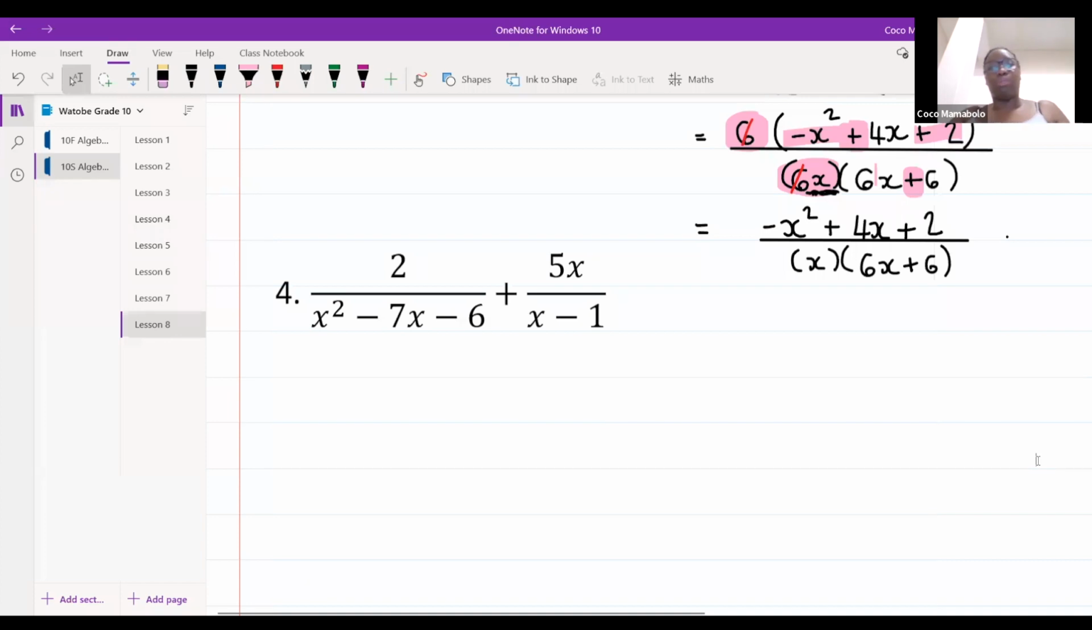Yes, Felix. So, Felix, you're 100% right. We can't cancel them because the first 6x is on its own, and the other one is not just 6x. It's 6x added to 6. So it's not the same thing. We can't cancel them.